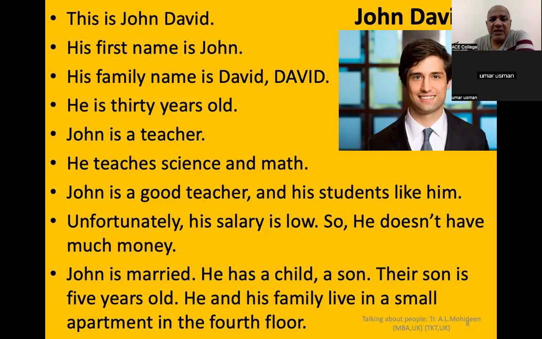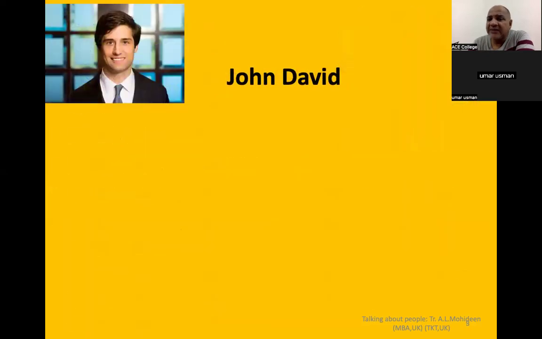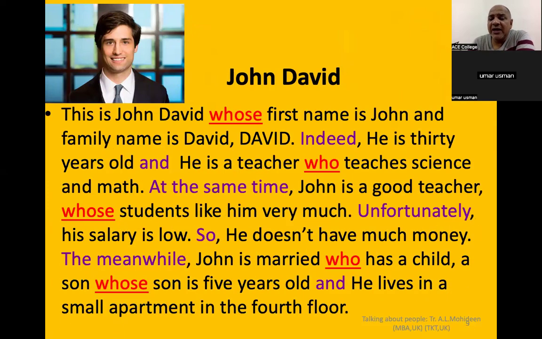His family name is David. He is 30 years old. Simple sentences: you make them and then you present them. So this is the next level you have to move from, from simple sentences to complex sentences. If you make complex sentence structure, your English becomes advanced. So you have to make your English advanced English.